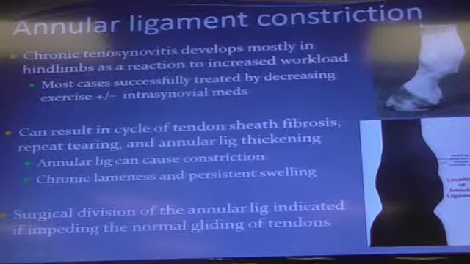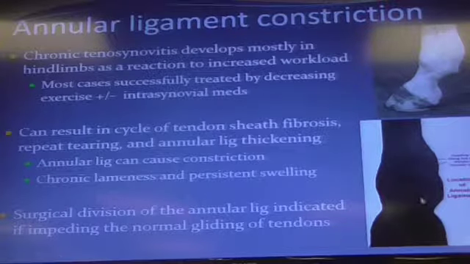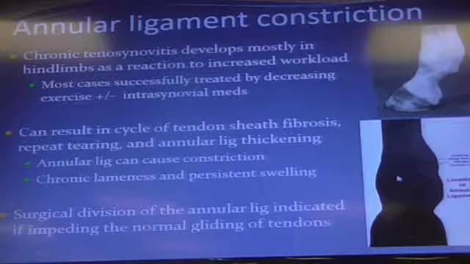But sometimes it doesn't necessarily cause a big problem. But if this thing gets really thickened on the back there and restricts the tendons, you certainly can see more lameness and more swelling due to it. If it gets bad enough where it's really impinging the other tendons, you can make a small incision, put a knife down there, and then transect that ligament.